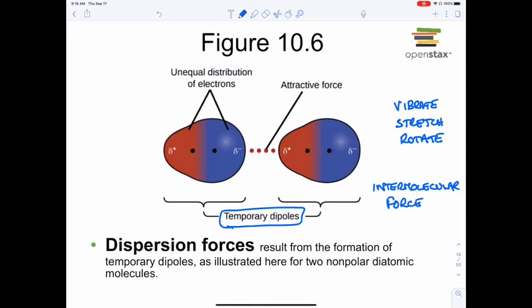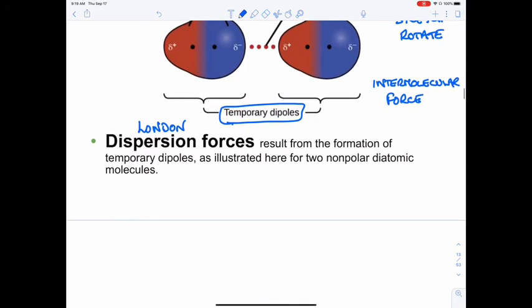And these intermolecular forces are called dispersion forces, often called London dispersion forces, after Fritz London, who came up with the idea. These result from the formation of temporary dipoles, and they typically are present in non-polar molecules. Here, this is a non-polar diatomic molecule. For example, it could be bromine, Br2, or iodine, I2. Those types of molecules would produce temporary dipoles.